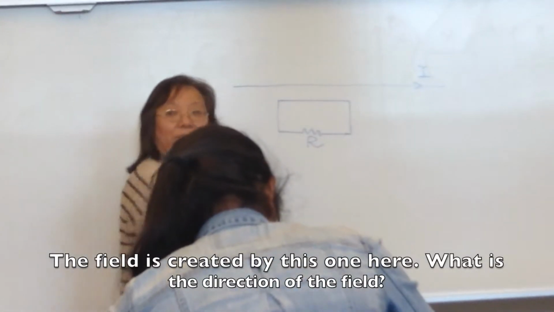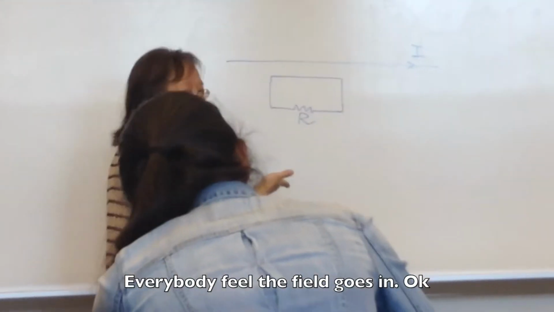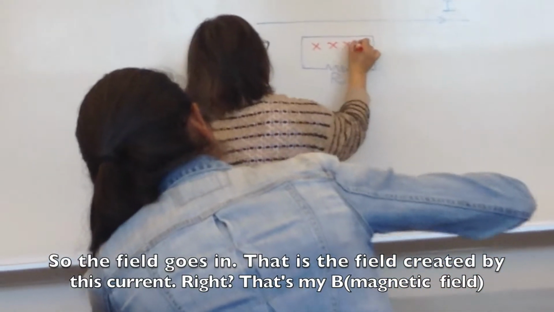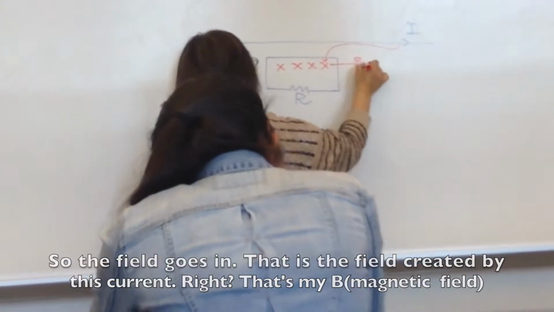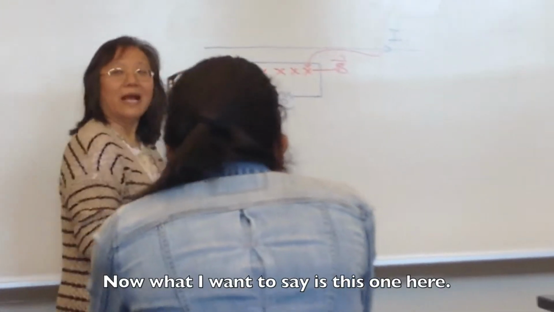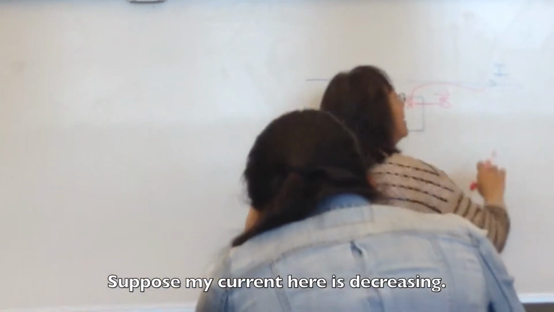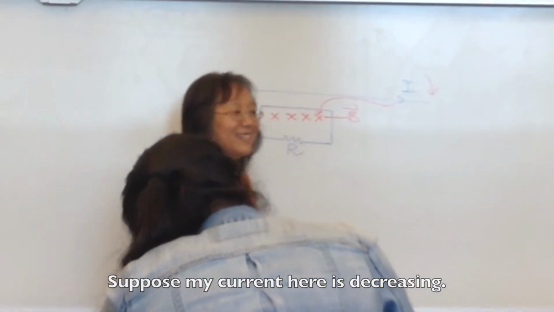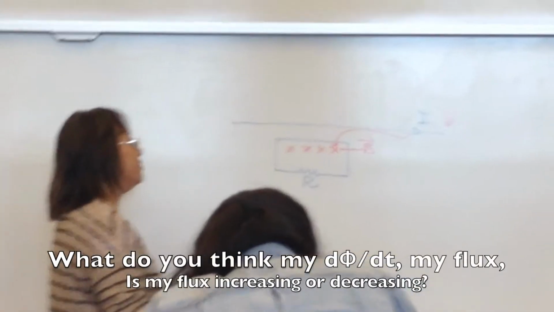What is the direction of the field? Everybody see the field goes in? Yes? Okay, so my field goes in. That's the field created by this current, right? That's my field. Now, what I want to say is this: suppose my current here is decreasing. If my current is decreasing here, what do you feel?